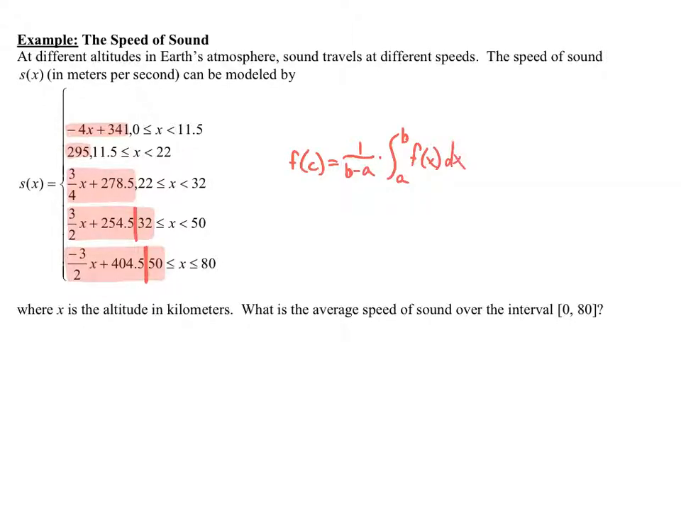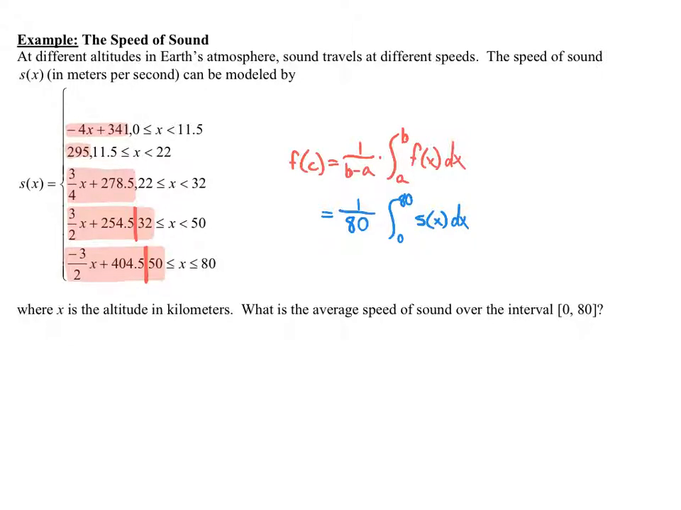So we need to do the integral from 0 to 80 of s of x dx times 1 over b minus a, which is 80, so 1/80th. Does that make sense?